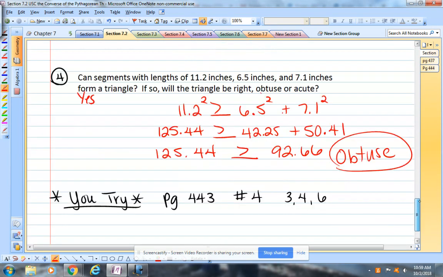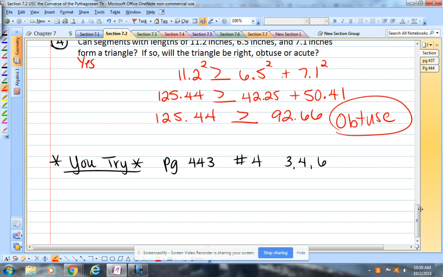All right. Y'all try this one real quick, and then we're going to do an activity. If I can find my activity. There it is. 3, 4, and 6. 3, 4, and 6 are my side lengths. Tell me, is it a triangle? And if it's acute, right, or obtuse?